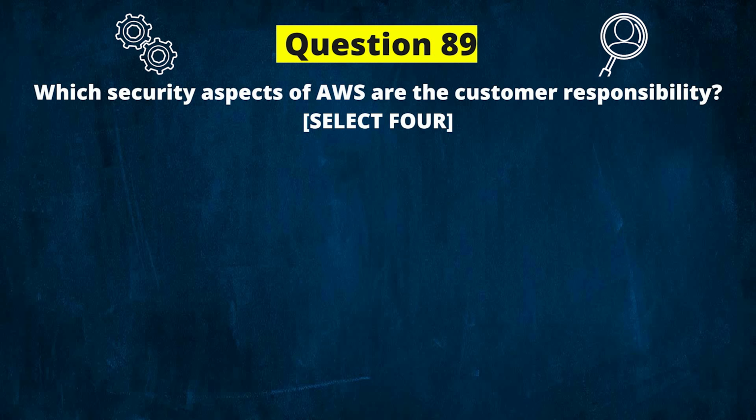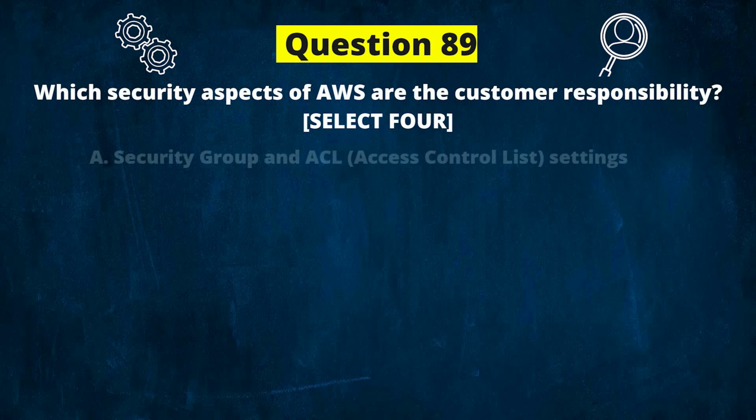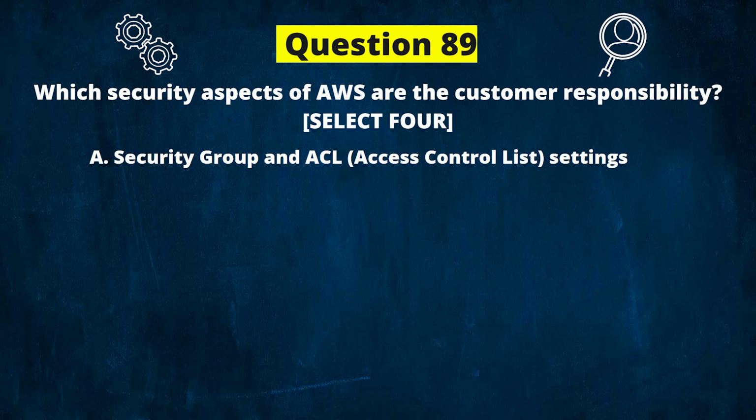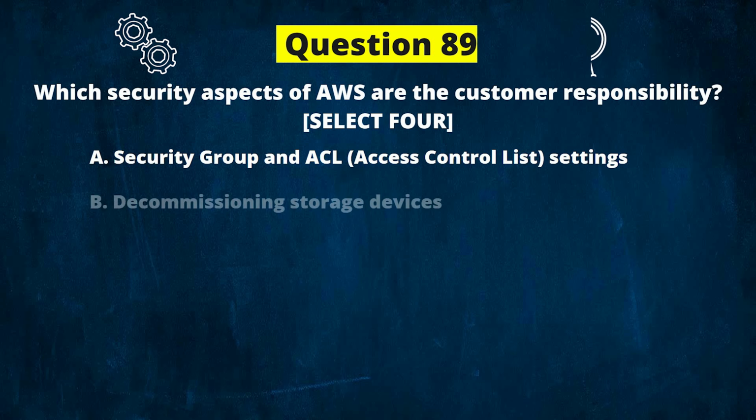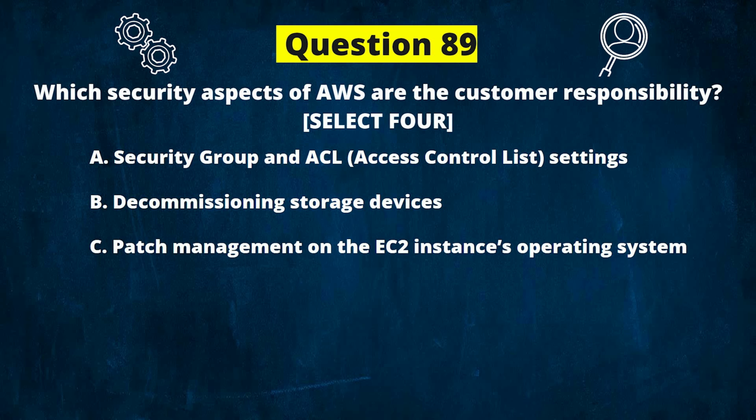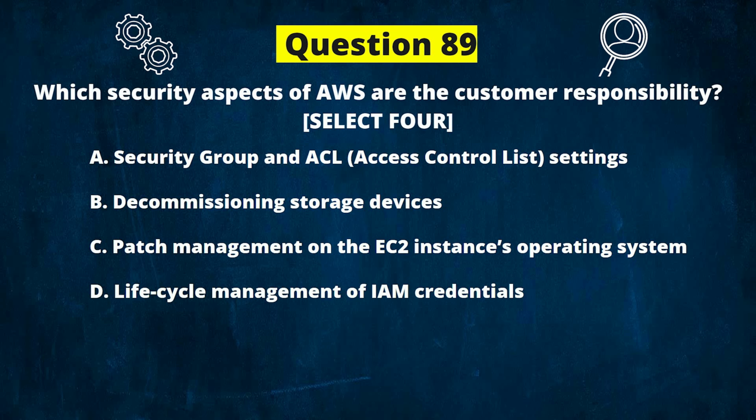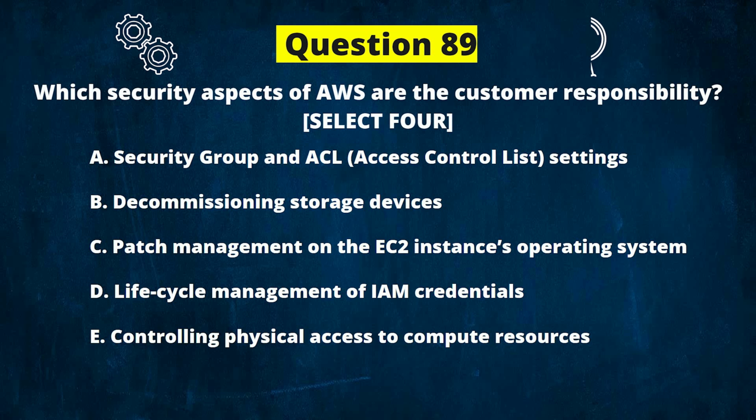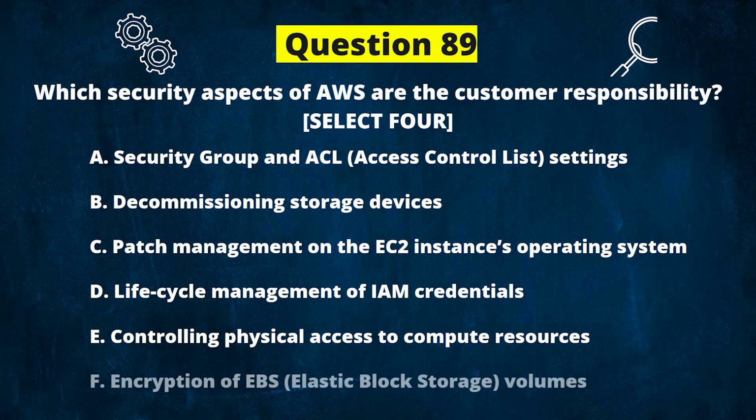Next question. Which security aspects of AWS are the customer responsibility? Select 4 options. And the options are A. Security group and ACL, access control list, settings. B. Decommissioning storage devices. C. Patch management on the EC2 instances operating system. D. Lifecycle management of IAM credentials. E. Controlling physical access to compute resources. F. Encryption of EBS, elastic block, volumes.